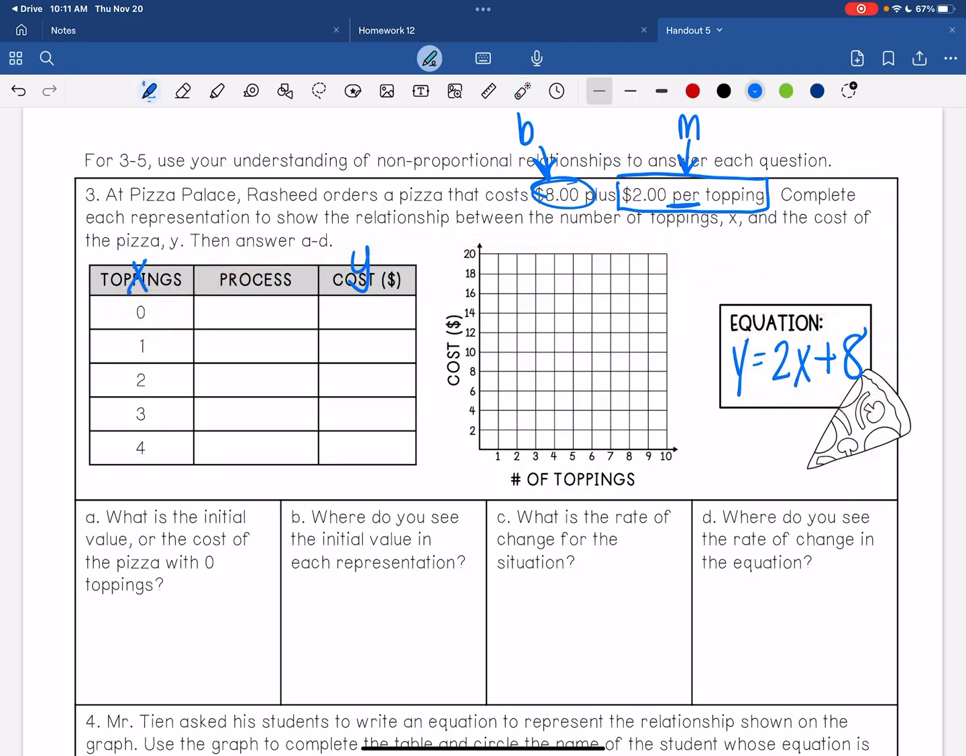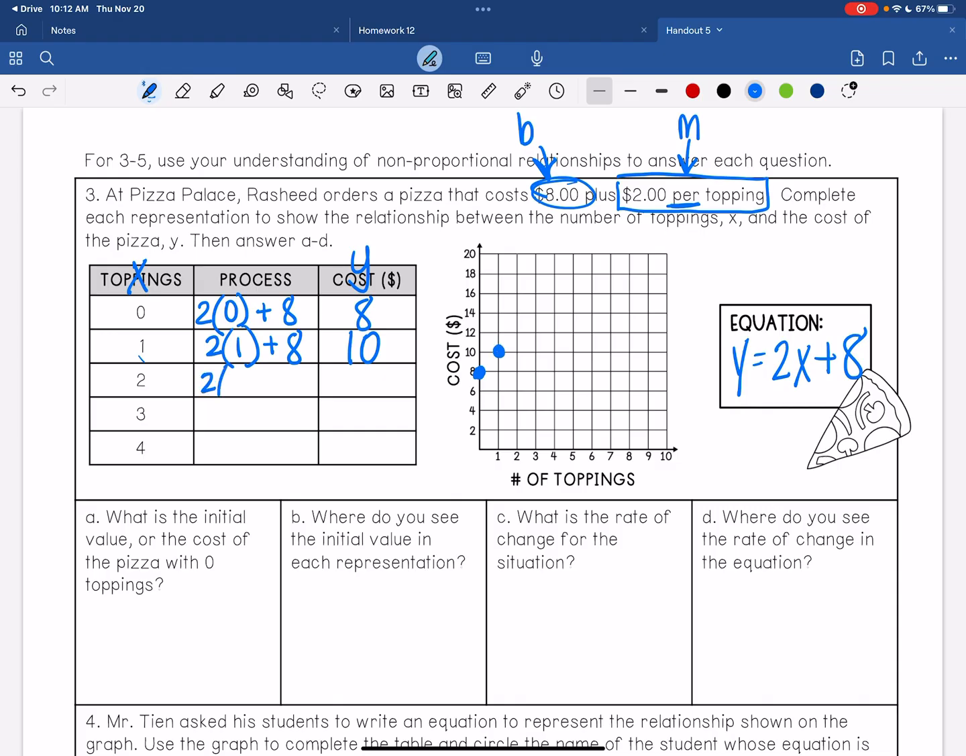So starting off, I'm going to do 2 times 0. That's just 0, plus 8 gives me 8. So I know on my table, I'm going to have on my graph, I'm going to have the point 0, 8. Now I'm going to do that again, but I'm going to change the 0 to a 1 since my X value here is 1. That's what's going to go in the parentheses. So I have 2 times 1 plus 8. 2 times 1 is 2, plus 8 is 10. So I have the point 1, 10.